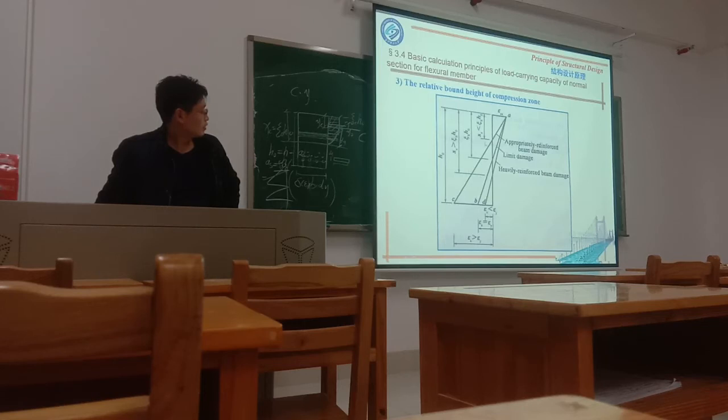For AC, it's appropriate reinforcement. Epsilon y can be the maximum strain for reinforcement. In an appropriately reinforced beam, the failure is plastic, right? It's the same way when we talk about the ratio. For the AB line, the ratio is the maximum ratio. That's the boundary of the reinforcement ratio. So for appropriate reinforcement, the ratio must be less.